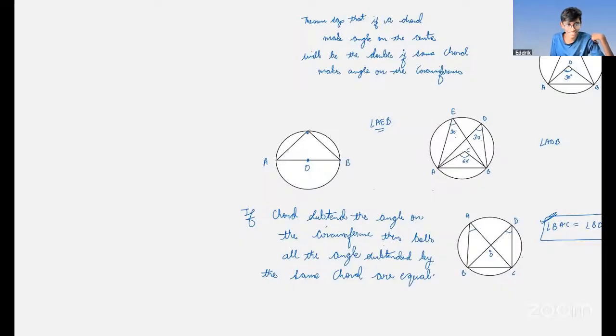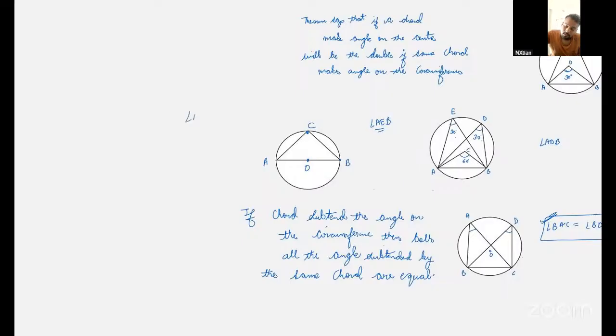Okay. Now we'll do this question. It is given that AOB is a diameter, because it is going through the center. So we can say that in this question, AB is a diameter.